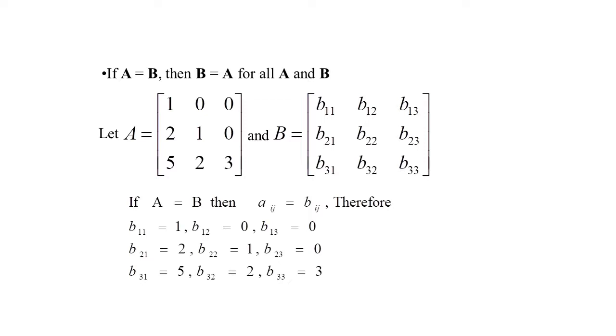The value of B21 is 2. The value of B22 is 1. The value of B23 is 0. The value of B31 is 5. The value of B32 is 2. The value of B33 is 3. So by using matrix A, we can find all the values of matrix B.